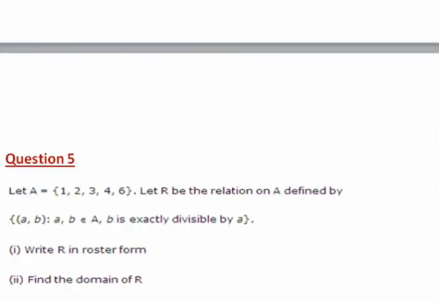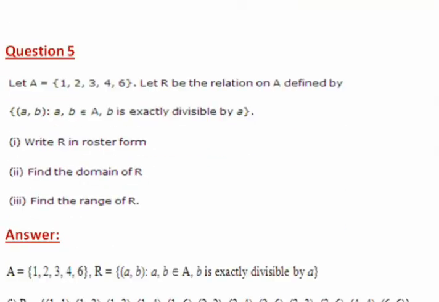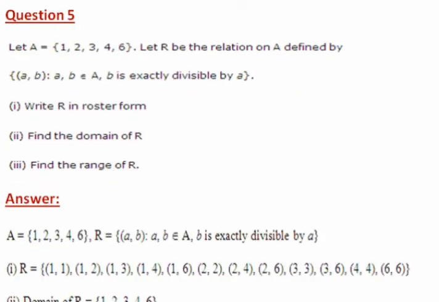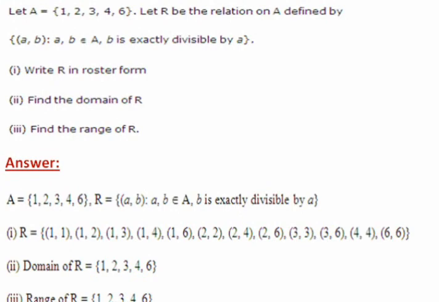Now come to the next question, that is question number 5. Let A is equal to {1, 2, 3, 4, 6} and let R be the relation defined on A, where B is exactly divisible by A. We consider only those pairs of elements where y is exactly divisible by x. Every number is divisible by 1, is that clear? (1, 1), (1, 2), (1, 3), (1, 4), (1, 6).